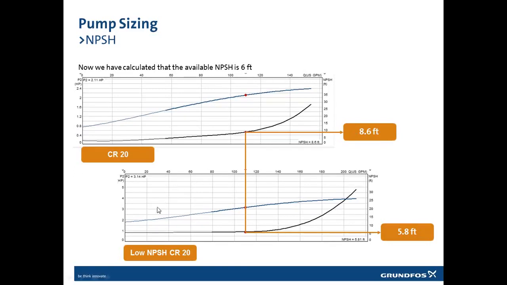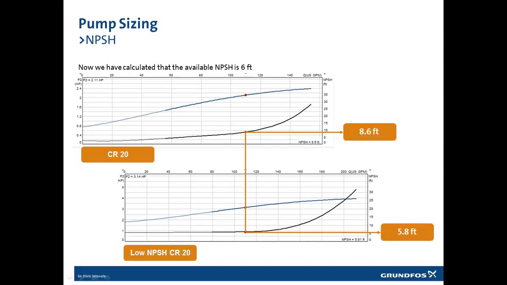Then I can equip my CR20 with a low NPSH stage. The first stage in the CR20 is a low NPSH stage. That is an impeller from the CR32, and that gives us a completely different NPSH value. Now I'm below the 6 feet. That means I require 5.8 feet at my pump. So that should be enough. I am good to go.